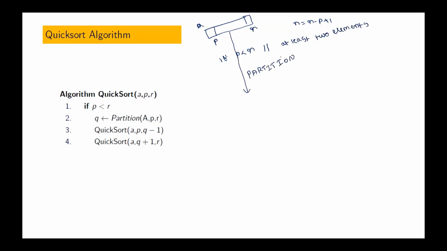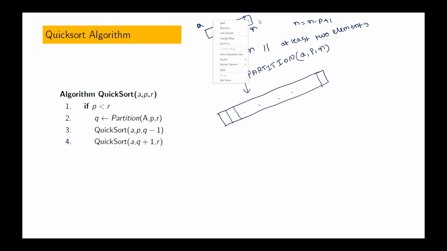I have used capital letters here. The partitioning algorithm takes the array name, P, and R, and what does it return? After partitioning is over, it gives the pivot element's actual position in the final sorted array. I am going to explain a method where it considers the last element as the pivot element. So what is our pivot element here? Pivot is A[R], the last element as the pivot element.